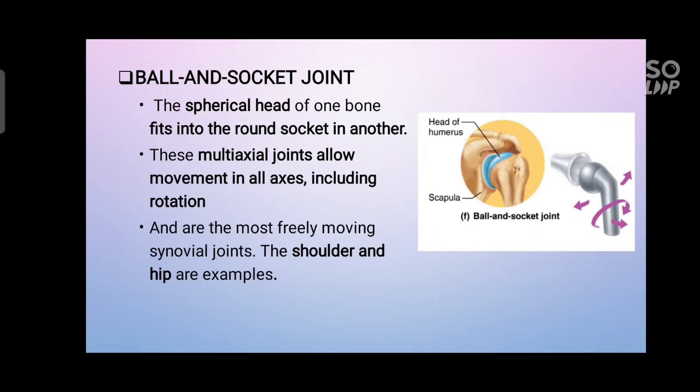Ball and socket joint. The spherical head of one bone fits into the round socket in another. This multi-axial joint allows movement in all axes, including rotation. The shoulder and the hip are examples of the ball and socket joint.